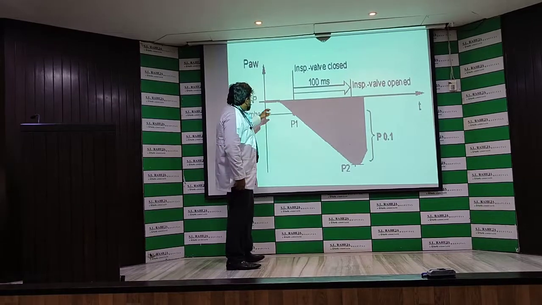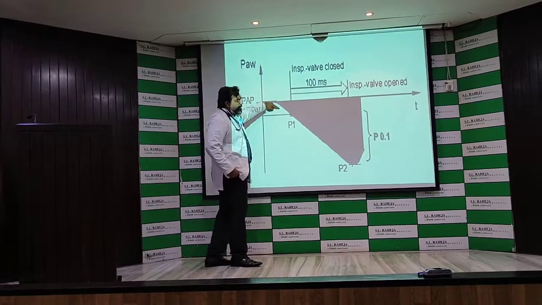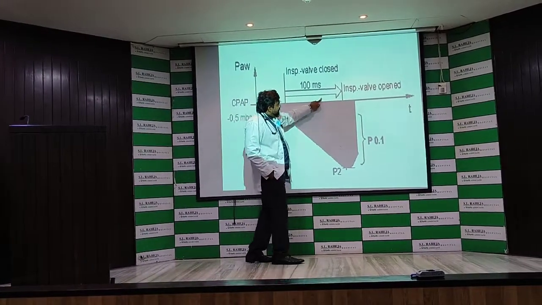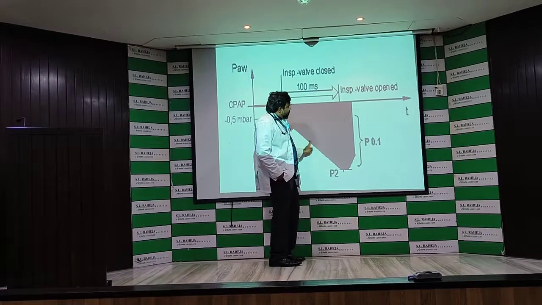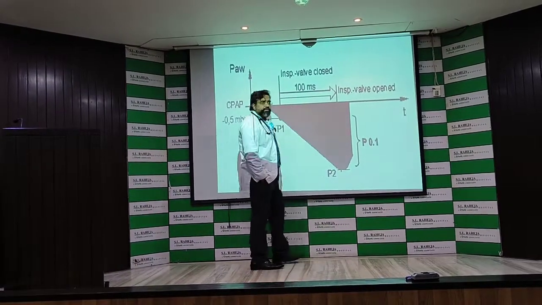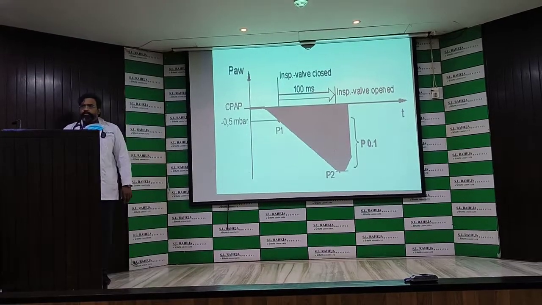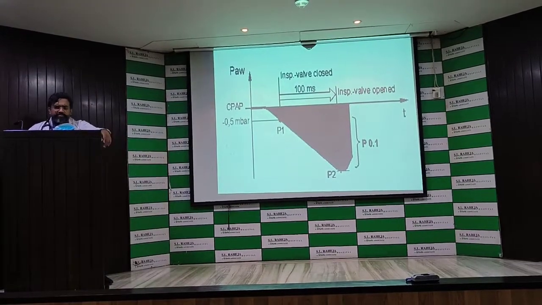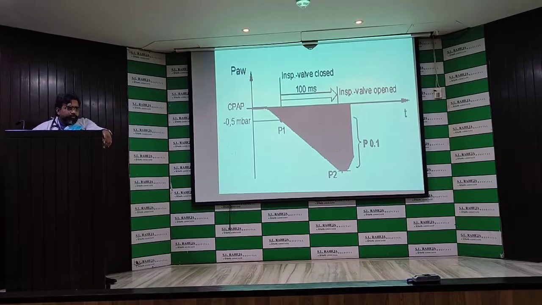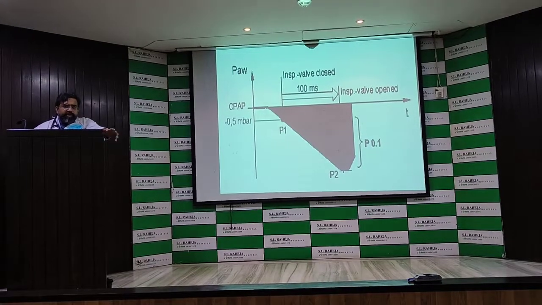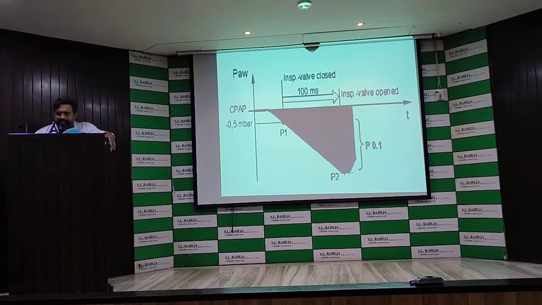This is the trigger. Okay. So in CPAP mode, there is a trigger happening. In the first 100 milliseconds, it actually calculates the slope over here, and that is your P0.1, before the inspiratory valve opens. Clear? So the 100 milliseconds before the inspiratory valve opens is called P0.1, which actually gives you respiratory drive, right?